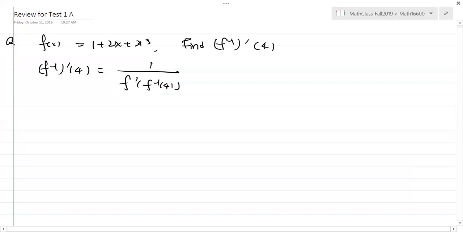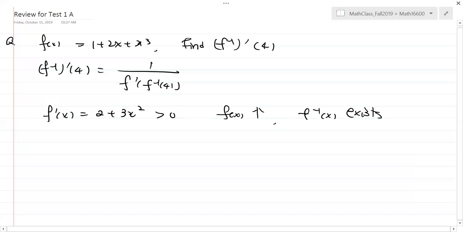Well, first of all, look at the function, right? The derivative of the function is going to be 2 plus 3x squared. This is clearly an increasing function, right? So this function is always increasing, so the inverse exists. Don't worry about that, just because it's a monotonic function. But we cannot find the formula for it.